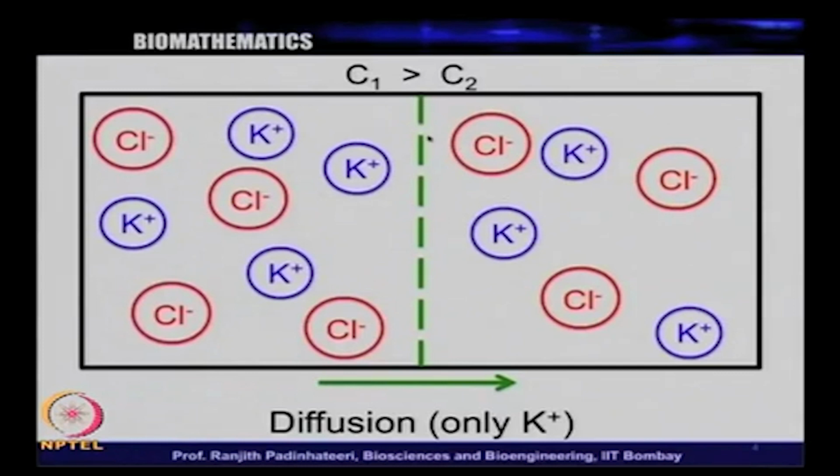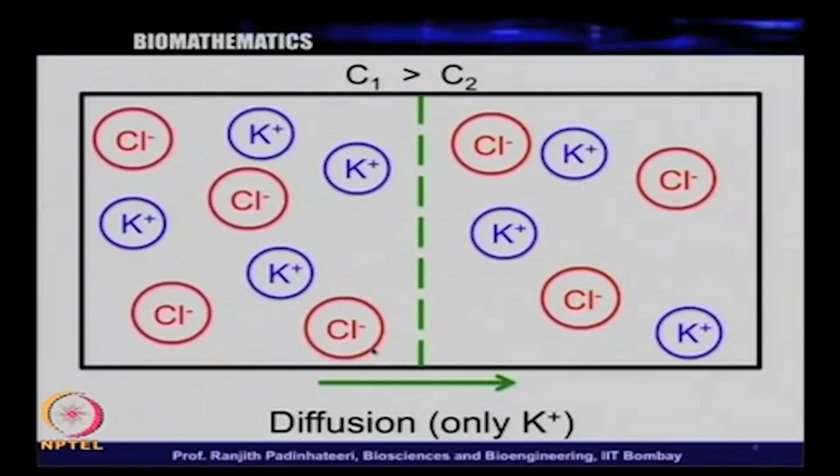And this green line, this is the line with dashed lines, or there are holes here. Through this hole the smaller ion K plus can pass through. So, what does this mean? The K plus can go either way. So, this is a semi permeable membrane.